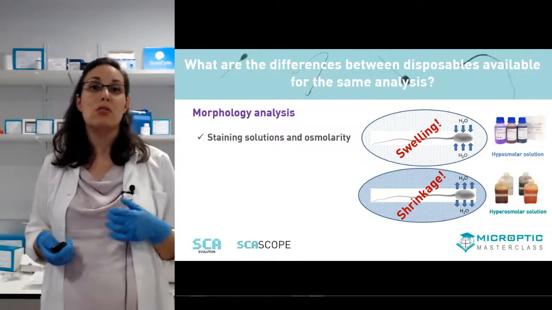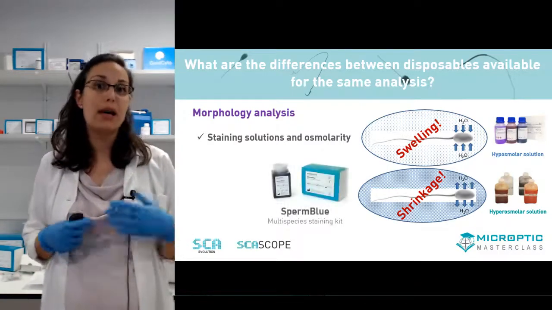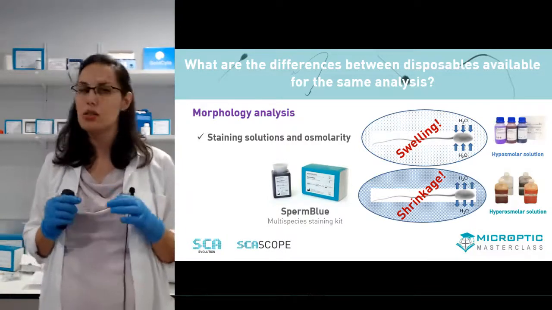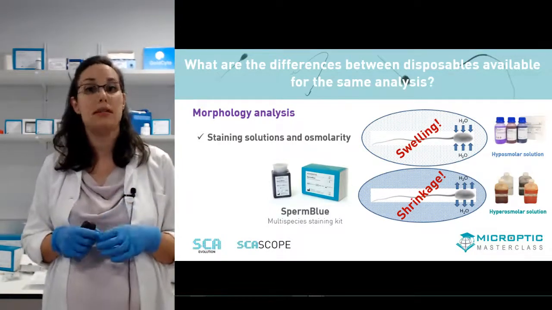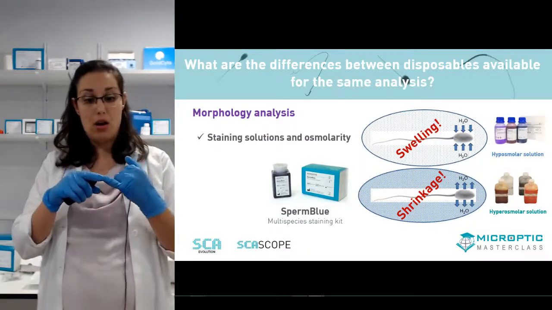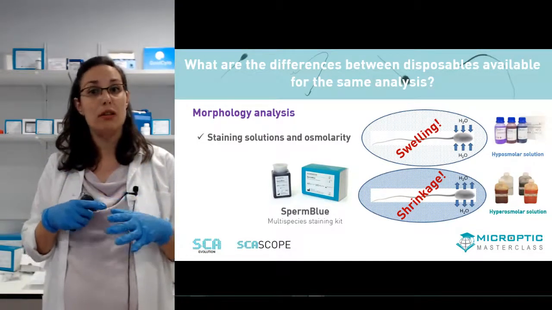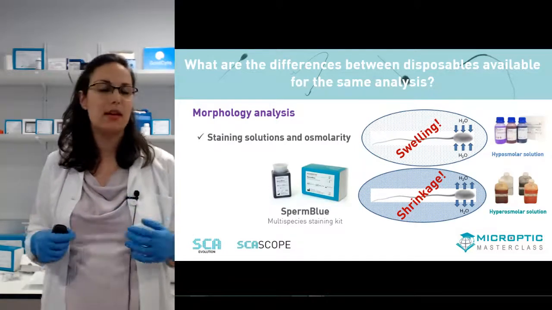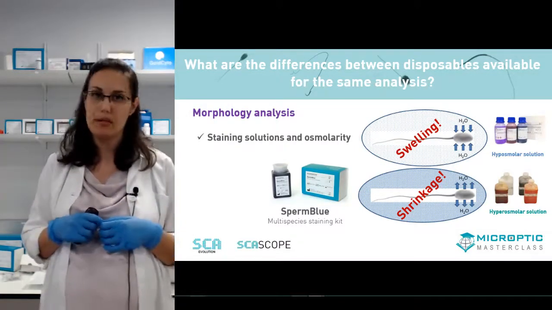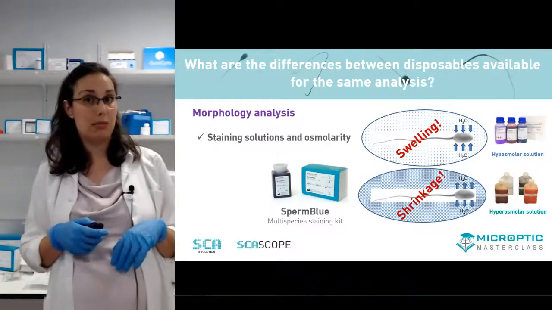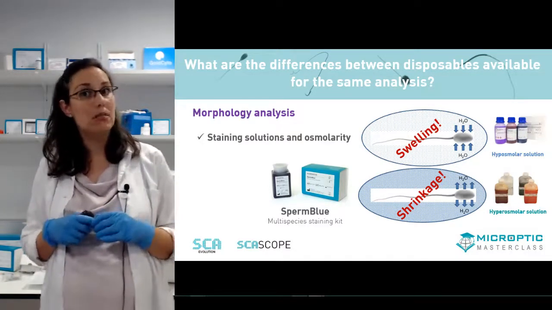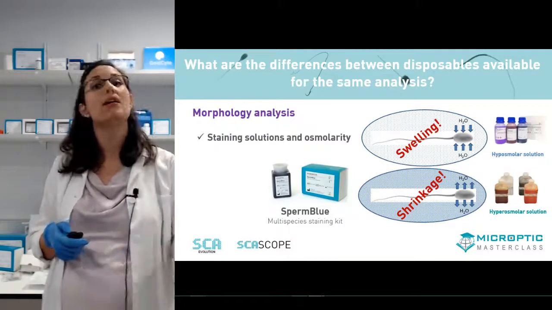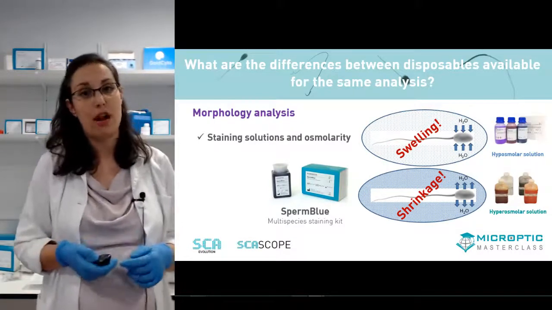This is why Microptic has developed the Sperm Blue coloration, which is the only isosmotic solution available on the market. It allows the labeling of all the areas distinguished in the sperm cell without affecting any morphological or morphometrical parameter within the sperm cells, and it is also compatible with multiple species. This is not only useful for humans, it's also useful for animals.